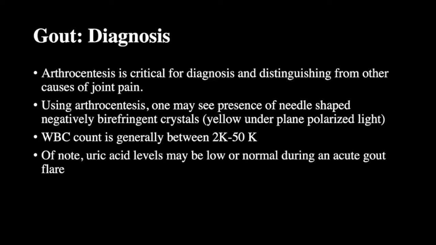And negatively birefringent crystals is just a fancy way of saying that these crystals are yellow under plain polarized light. And we'll see that in 1 second. On arthrocentesis for patients who have gout, generally the WBC count is between 2,000 and 50,000. If the WBC count is over 50,000, that makes you think something like septic arthritis.